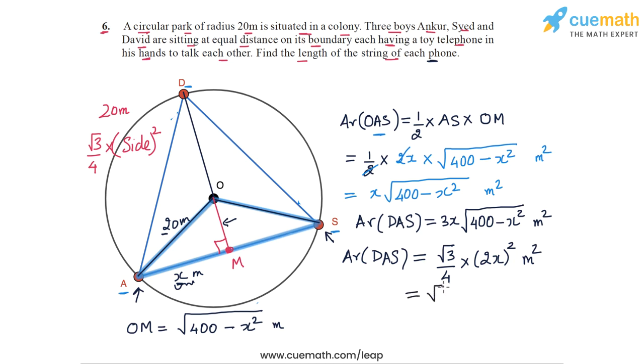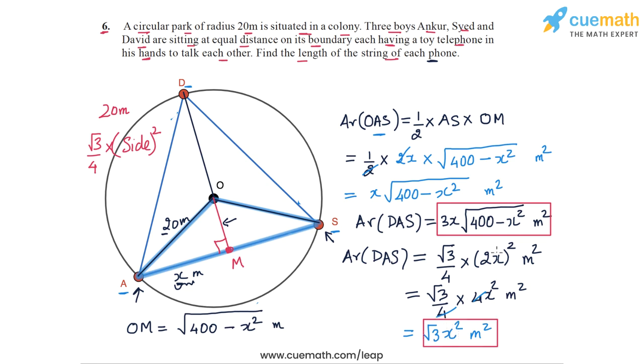So how much is this? We have root 3 by 4 into 4x square meter square. So the 4's cancel out and we get root 3 x square meter square. Now here comes the key idea behind the question, behind the solution. We have written the area of the same triangle DAS in 2 different ways, like this, 3x into root of 400 minus x square, and like this, root 3 x square meter square.